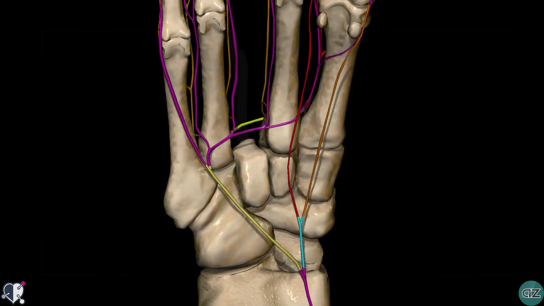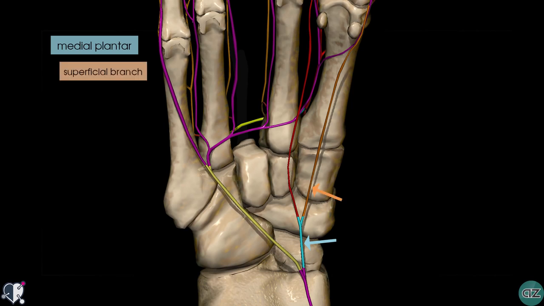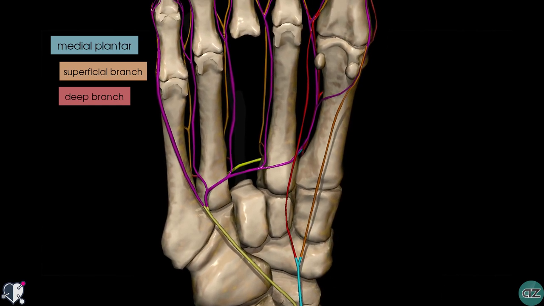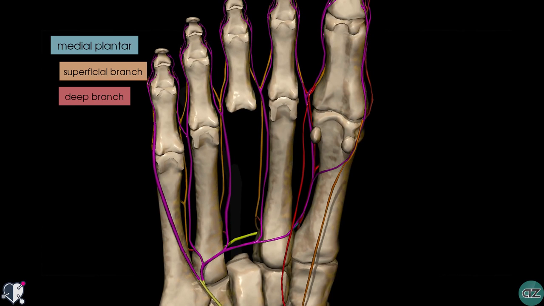So I've just rotated the model around so we're looking at a plantar view of the foot. The medial plantar artery is the smaller of the two arteries, and it runs alongside the medial aspect of the foot. It gives off a superficial branch as it approaches the base of the first metatarsal. You can see these two branches here, one in red and one in orange, so there's a deep and a superficial branch. The superficial branch then anastomoses with a branch of the first plantar metatarsal artery, which you can see here.